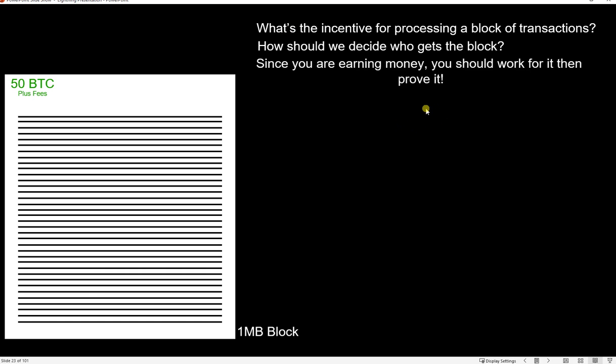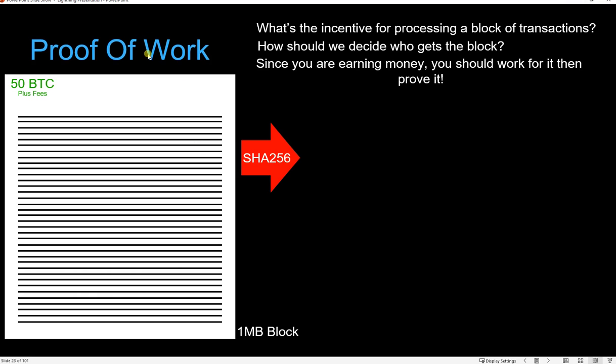So how should we decide who gets the block? Well, since you're earning money, then you should work for it and prove it, right? Like, how do we get paid? We get paid because we work. We work over time. Most of us, 40 hours. So when we get our paycheck, it is proof that we worked for 40 hours. Satoshi thought, why not do it the same? Since money is all backed up by work on every level, even gold takes tons of work and energy and mining to create that gold. You're going to have to give me what's called a proof of work.